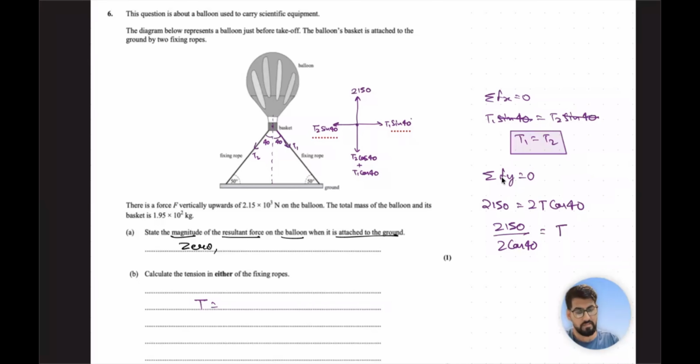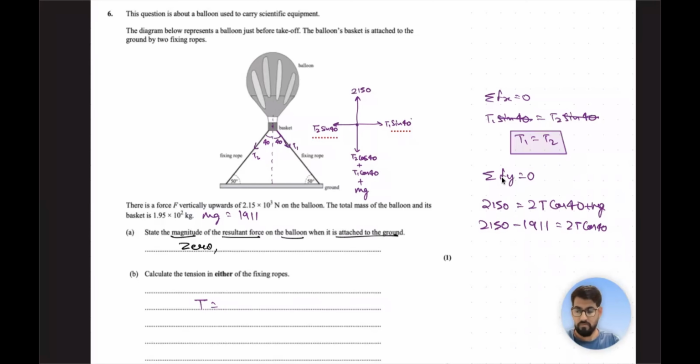So tension will be simply, sorry, we haven't considered the weight also now. It will be the weight of the balloon as well, mg, my bad. So what is mg? Mass m is given 1.95 into 10 squared, so mg will be 1.95 into 100 into 9.8. This is 1911, right? So you can say 2150 minus 1911 is equal to 2T cos 40.